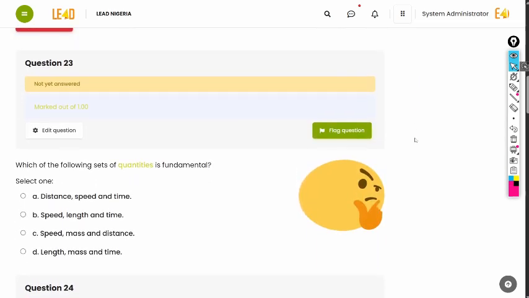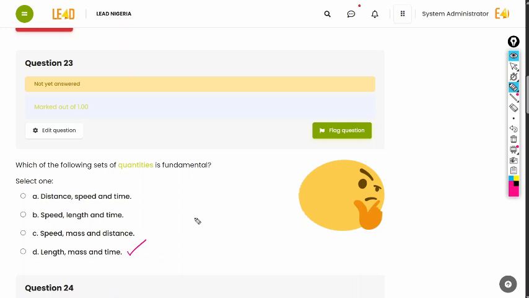All right, 23 says, which of the following set of quantities is fundamental? Okay, a full set that is fundamental, that will be option D. Length, mass, and time. So you need to learn your fundamental units. There are 8 of them. So there's length, there's mass, there's time.